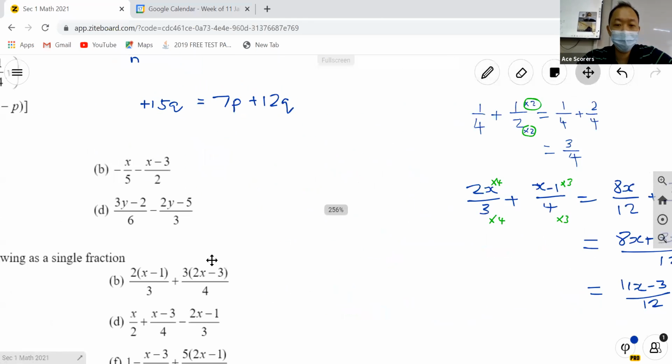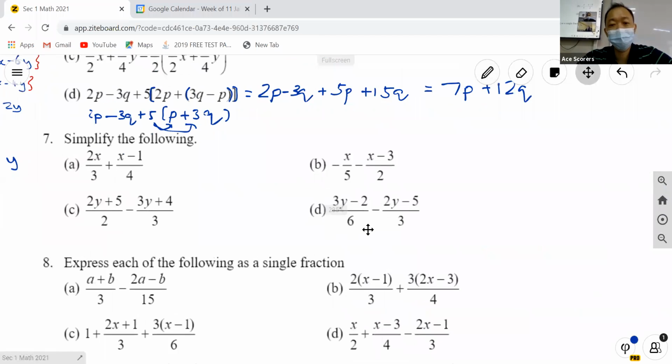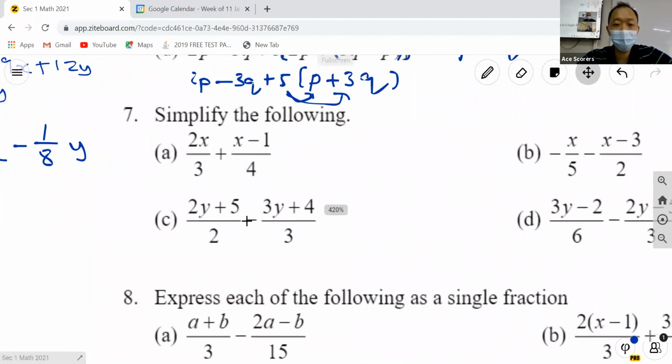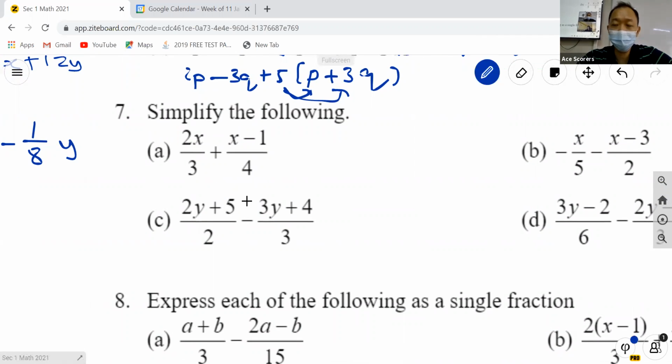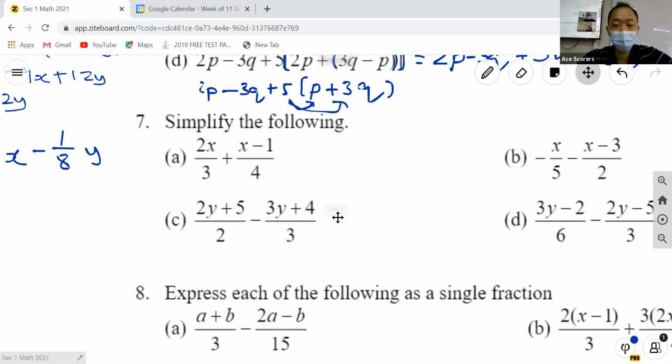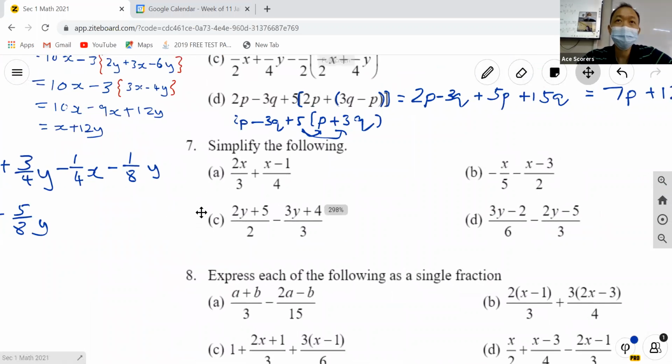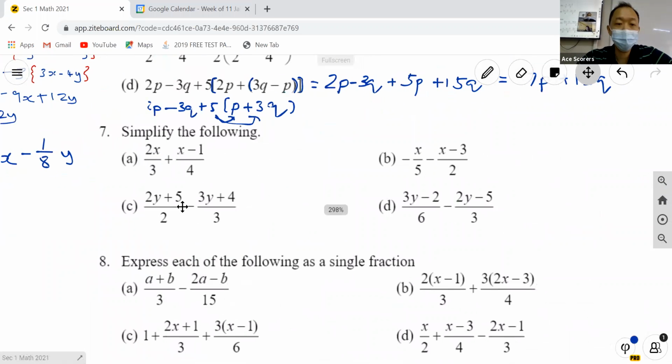Now, what if it's negative? Okay, what happens if there is a negative? If there's a negative, your minus, right, gets a rainbow in. I'm going to show you one example, which is C. Okay, this one, 2y plus 5 over 2 minus 3y plus 4 over 3.